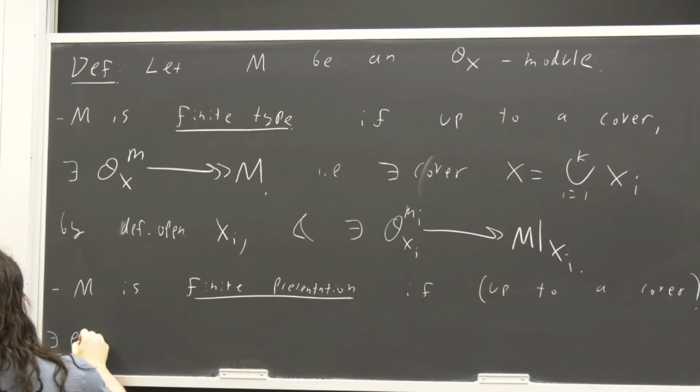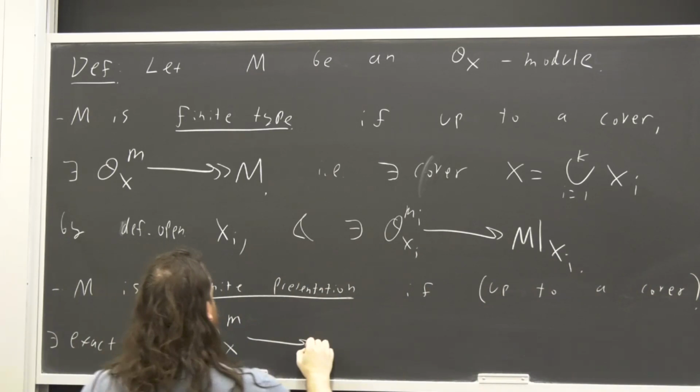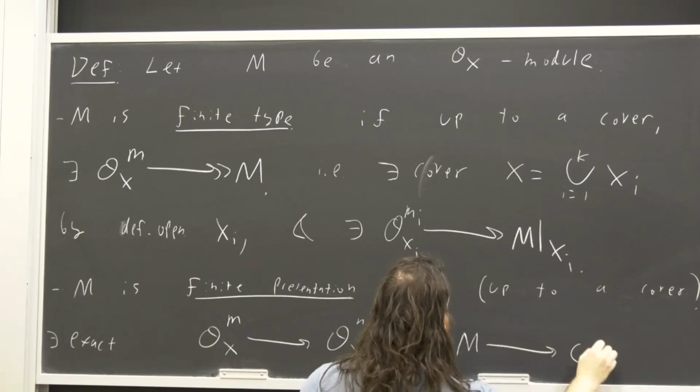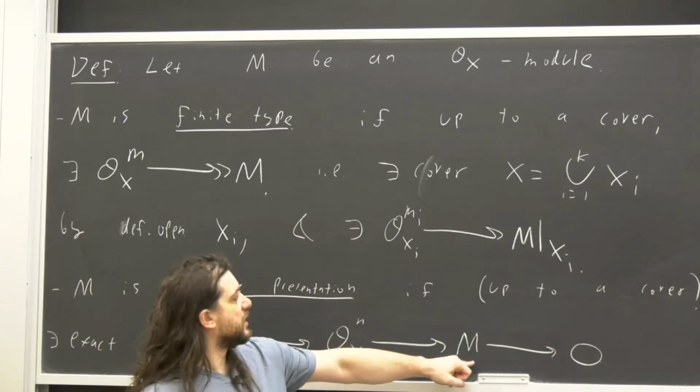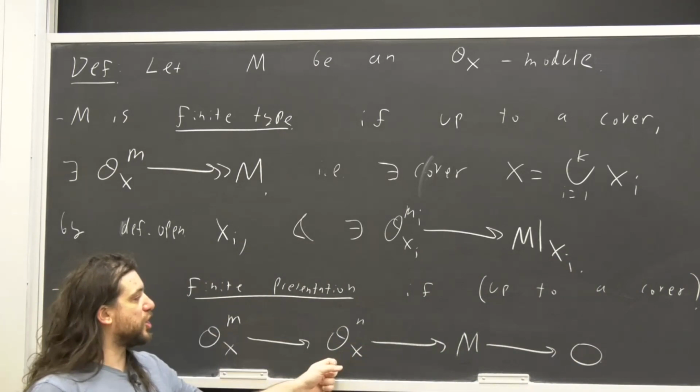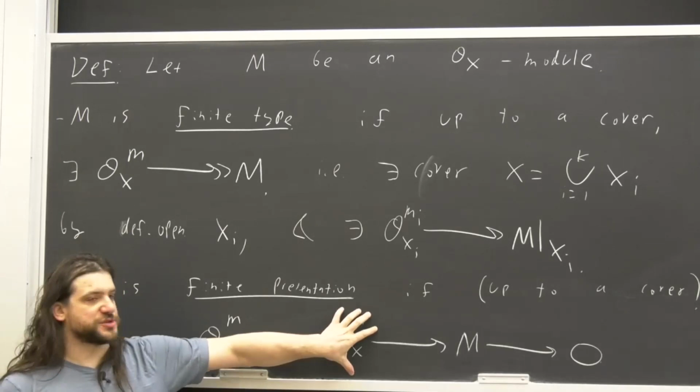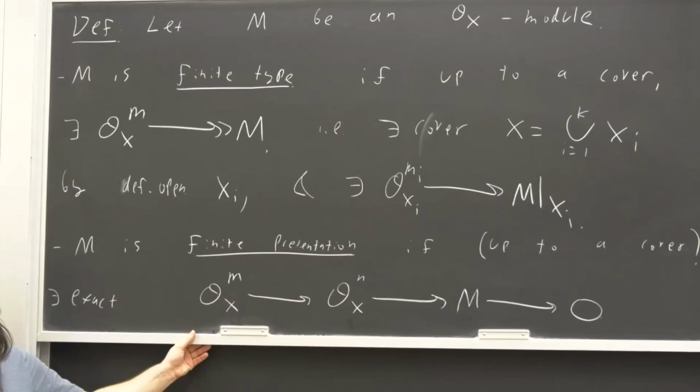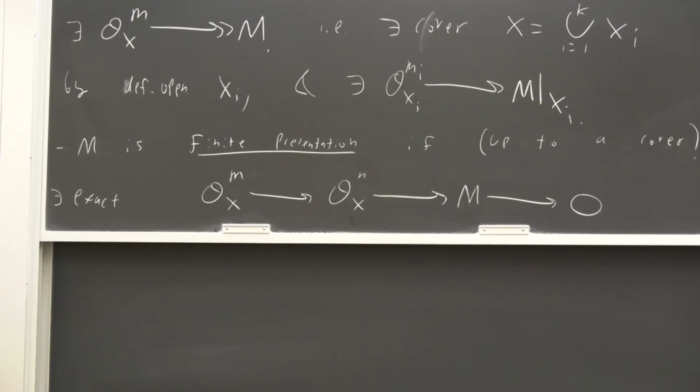if there exists an exact sequence O_X^m goes to O_X^n goes to M goes to zero. In other words, we can write M as being generated by finitely many functions such that the kernel of this map is also of finite type. So in other words, the relations between these functions can be globally generated. You don't get more and more relations as you go down. Okay, these are still fairly general things.